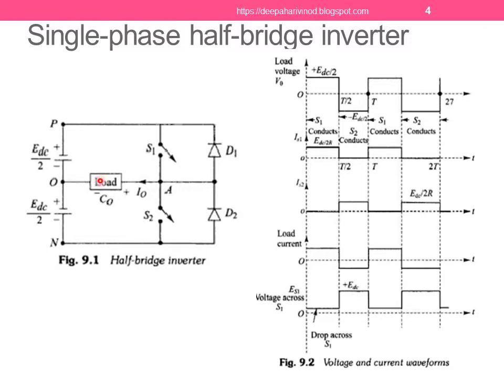And load current flows in both cases, when S1 conducts as well as when S2 conducts. Load current is positive when S1 conducts, and when S2 conducts the output voltage is negative, so the current will also be negative. The voltage across S1, when it is off, will be EDC. This will be the drop across the device which we used as the switch here.